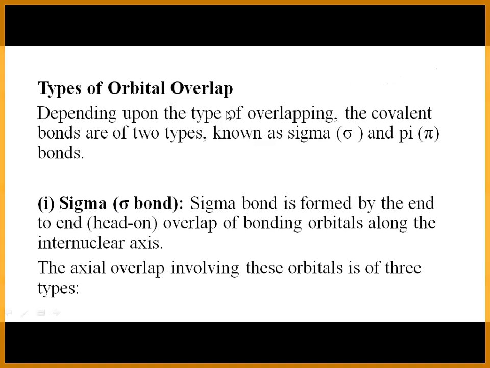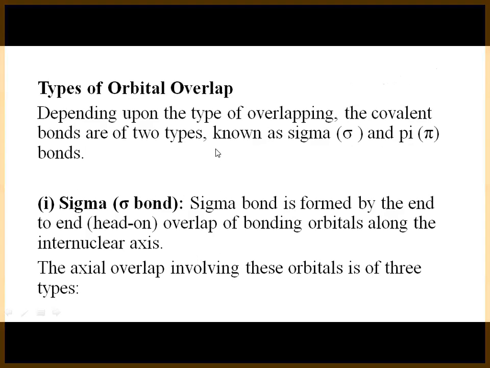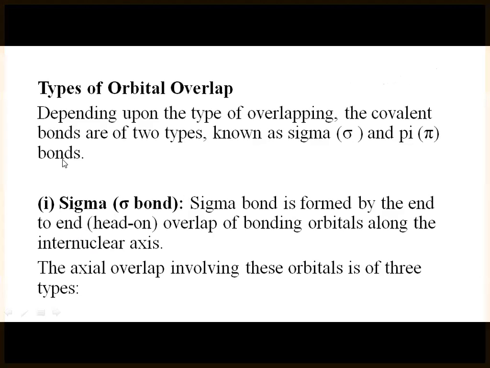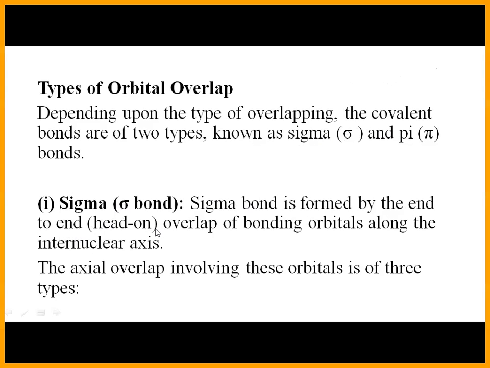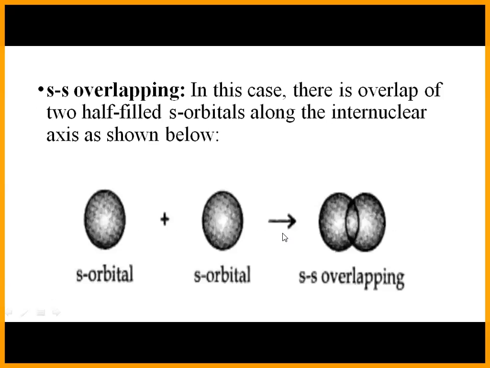Depending upon the type of overlapping, the covalent bonds are of two types, known as sigma bond, denoted with this symbol, and pi bond, denoted with this symbol. Sigma bond is formed by end-to-end, head-on or axial overlap of the bonding orbitals along the internuclear axis. So it is head-on or end-to-end overlapping. The axial overlap involving these orbitals is of three types. Now you can see here.